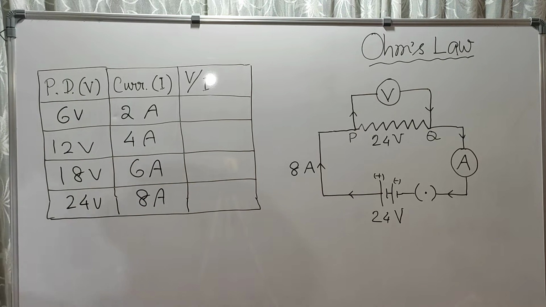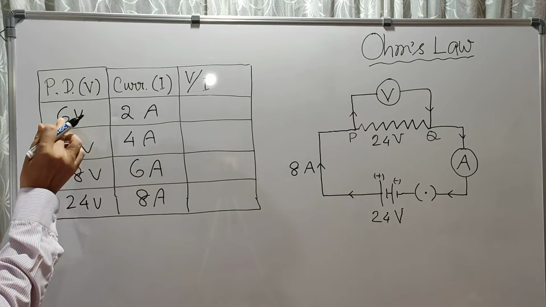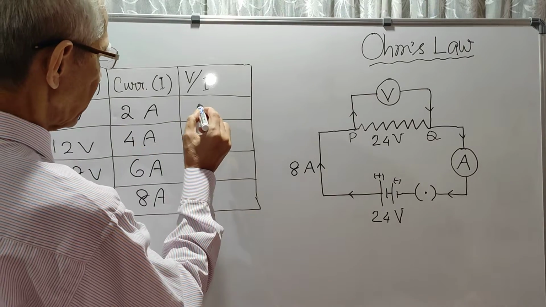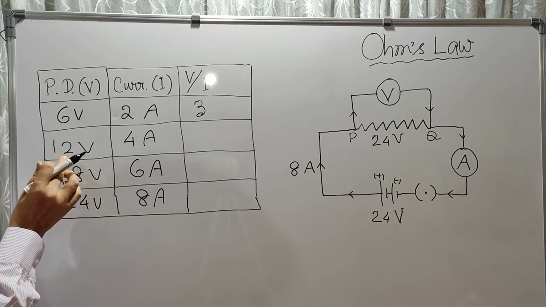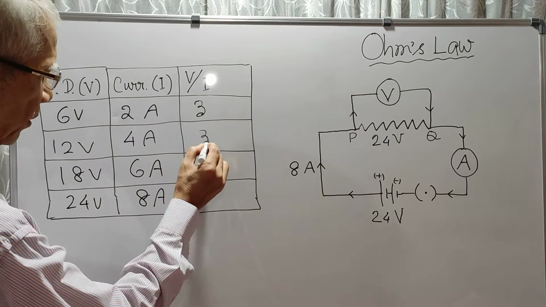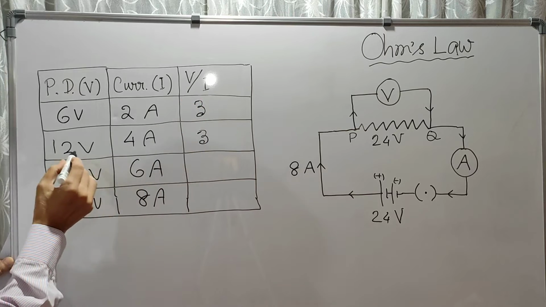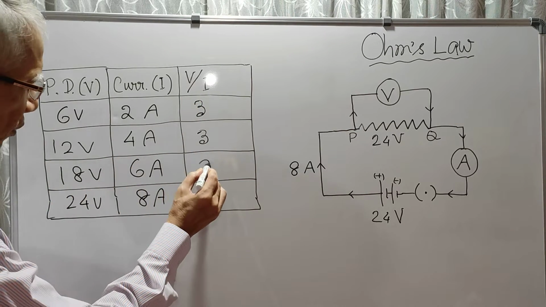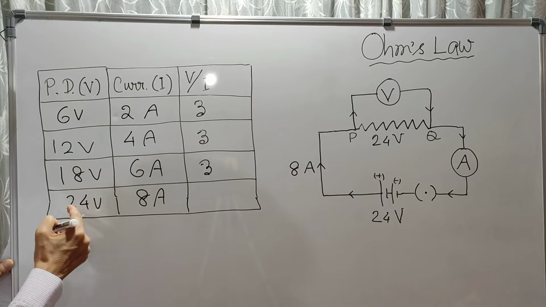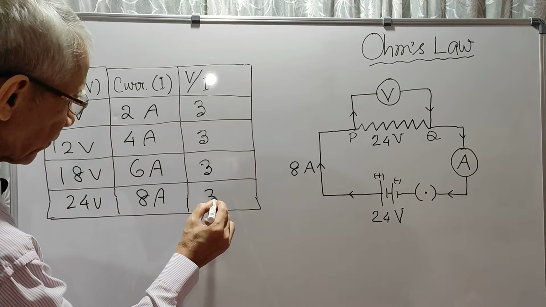Okay. Now V by I. What is V by I? 6 by 2 means 3. So V by I is 6 by 2, 3. And here 12 by 4, 3. V by I, 18 by 6 is 3. Then V by I, 24 by 8 is 3.